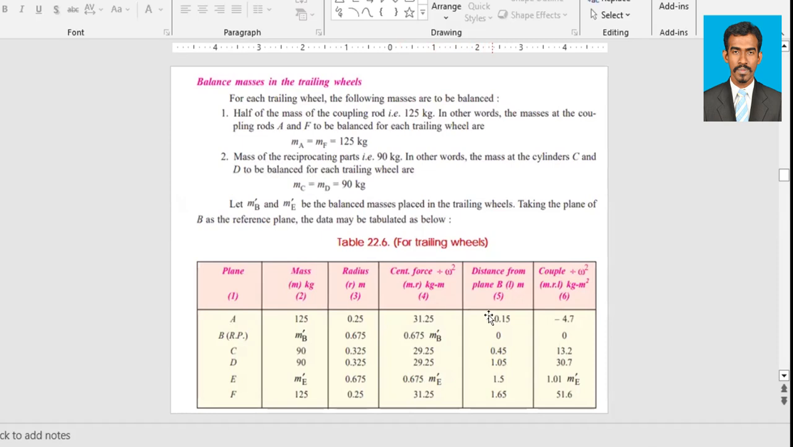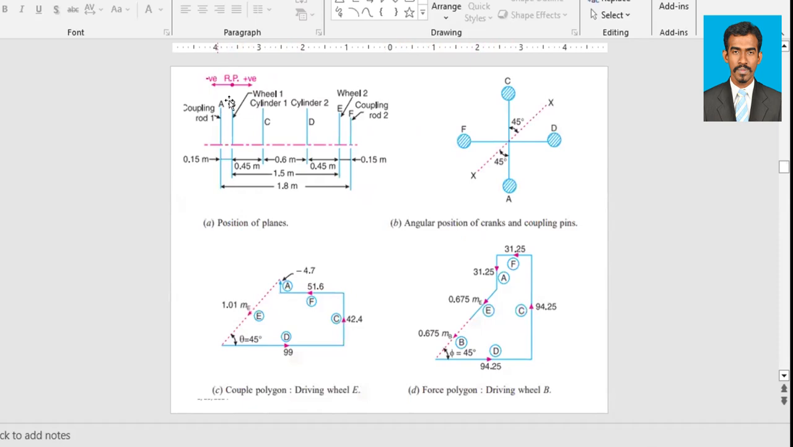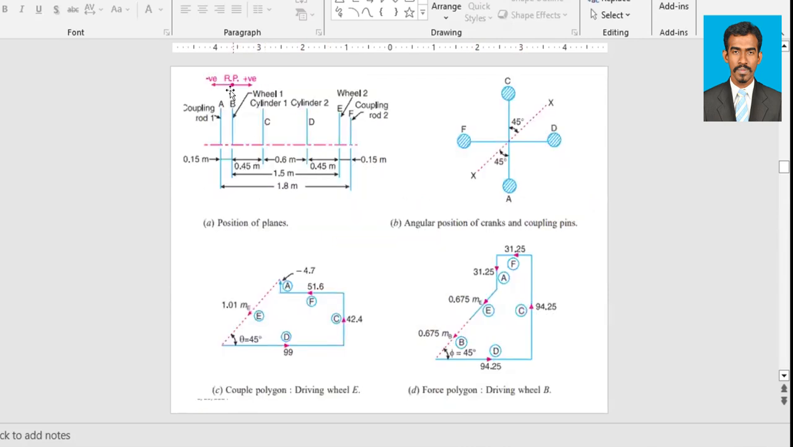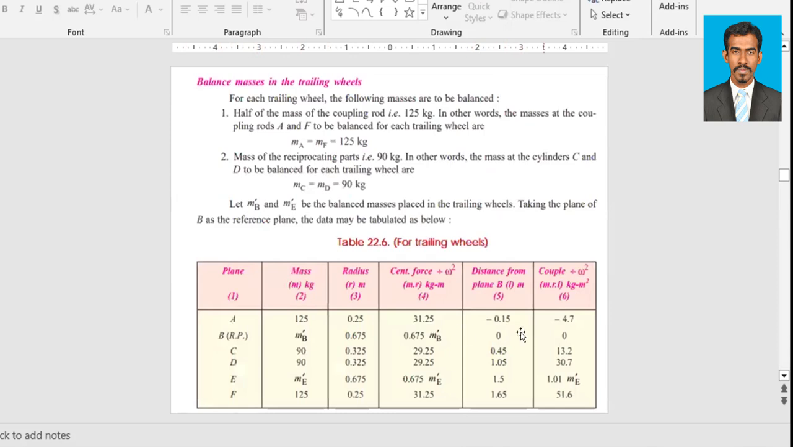In order to draw the couple polygon, we need couple values, and for that we need the distance from each plane. I already considered B as the reference plane, so that is going to be 0. From B to E, that is 0.15 meter, and since it's on the other side, that is negative. Then B to C is 0.45 meter, on the positive side, so I'll write it as it is. They are in meter.